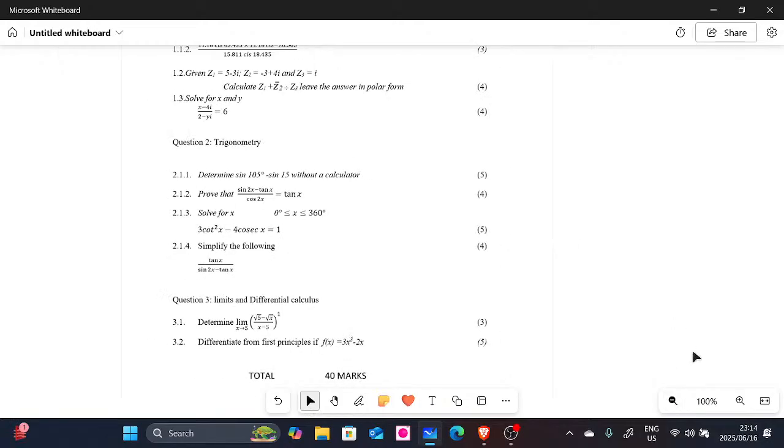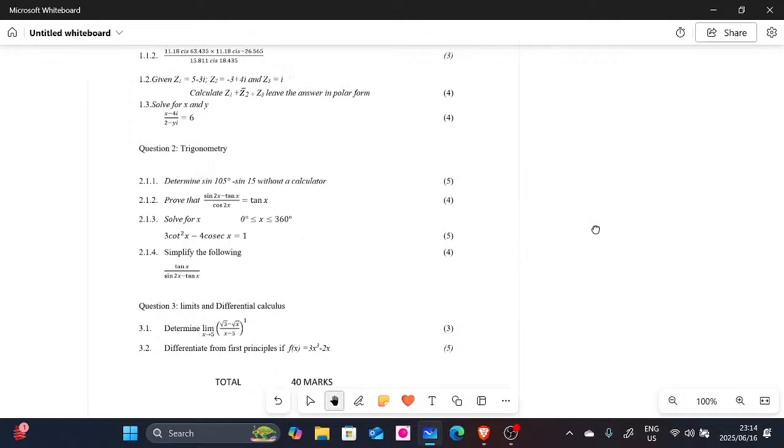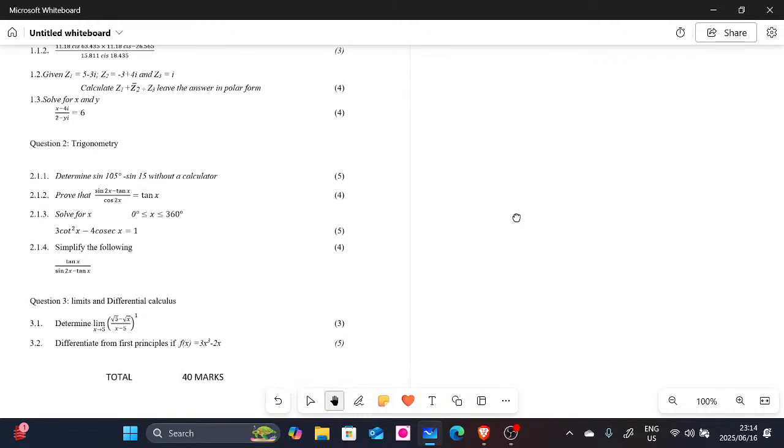I'll try to be quick, guys. If you have your books with you, make sure that you go to page 236 and 237. That is where we're going to use a lot of these identities, guys. So we are given sine 2x minus tan x, divided by cos 2x, and all this equals tan x.